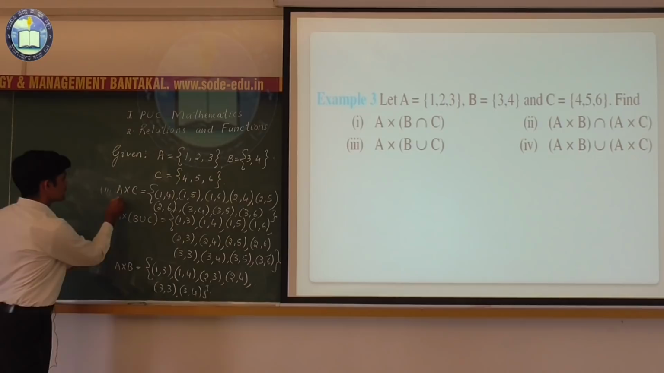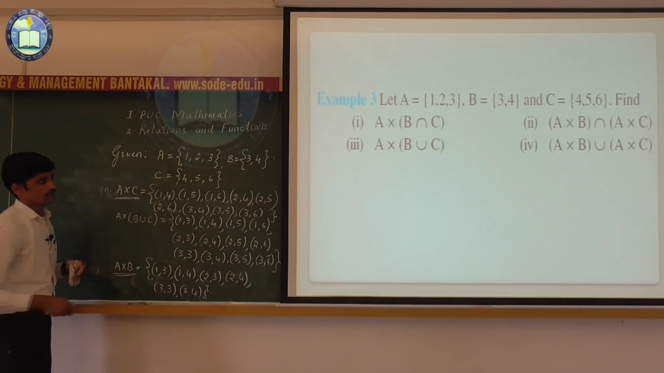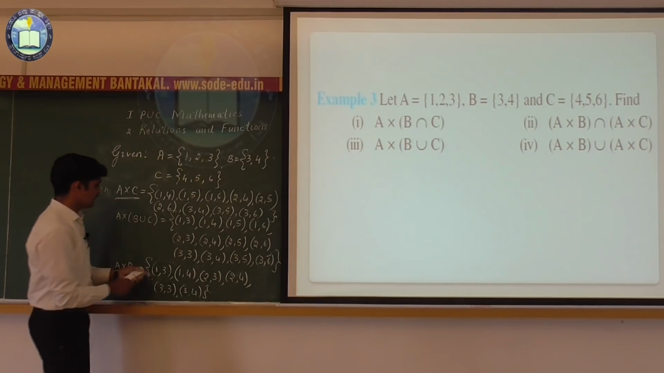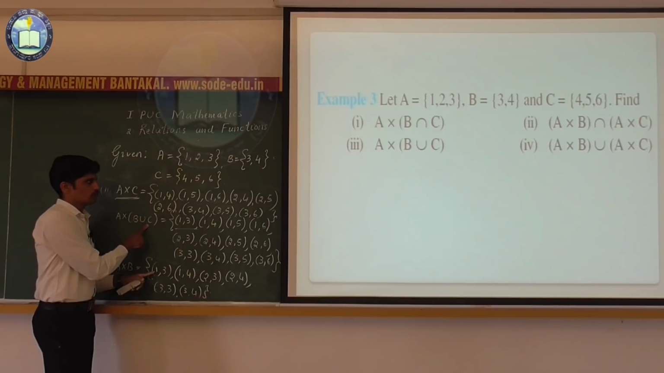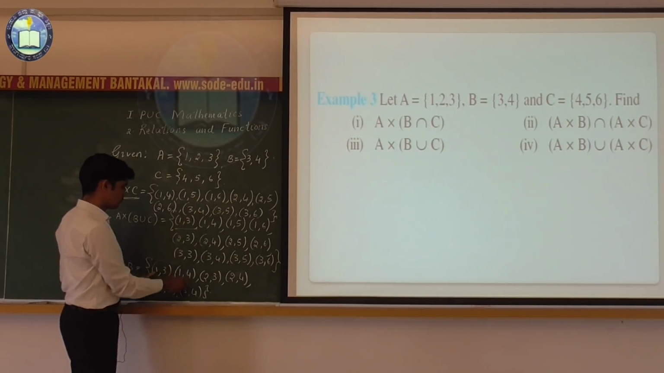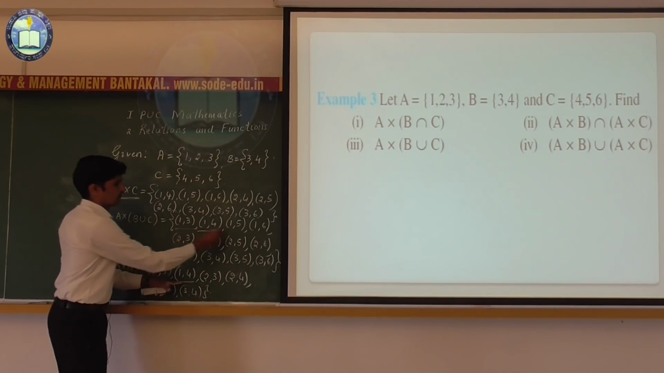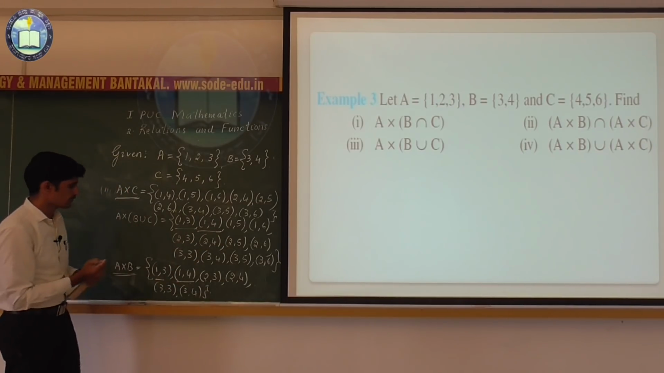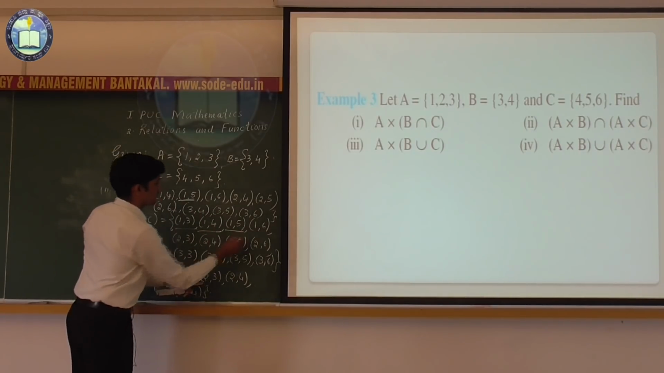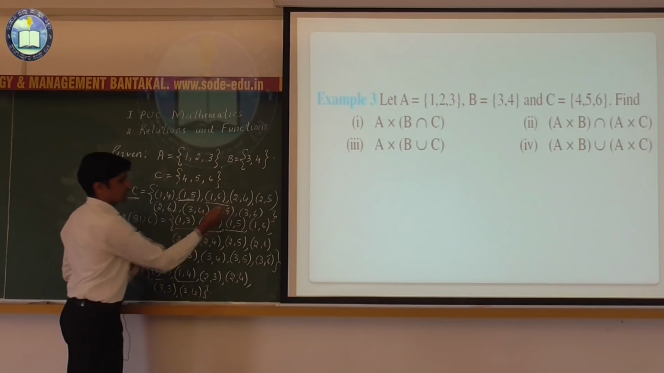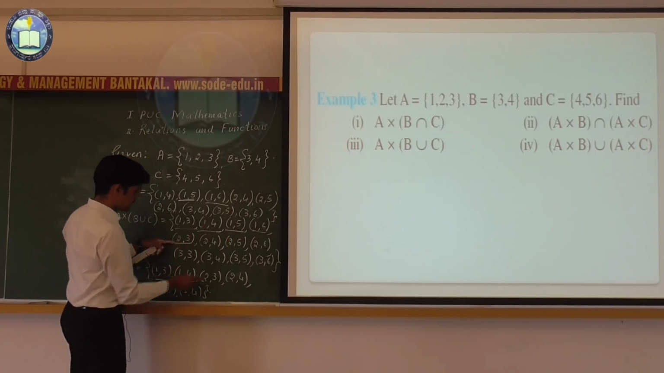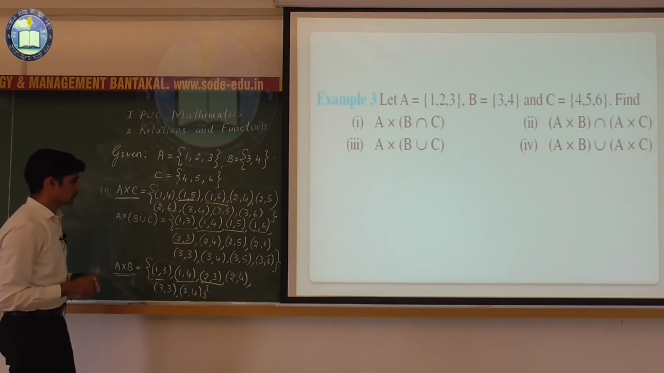Now A cross C union A cross B. A cross B union A cross C gives the elements 1,3, which is also present in A cross B union C. Then 1,4 is also an element in A cross B union C. Then 1,5 is also in the union. Then 1,6 also belongs to the union. Then 2,3 is also there, belonging to the union of those two sets.